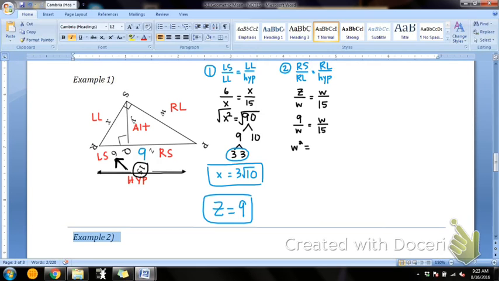9 times 15 is 135. Okay, go ahead and break 135 down. Now, if you don't know what goes into 135, just try 5, because we know 5 is going to have to go in there.